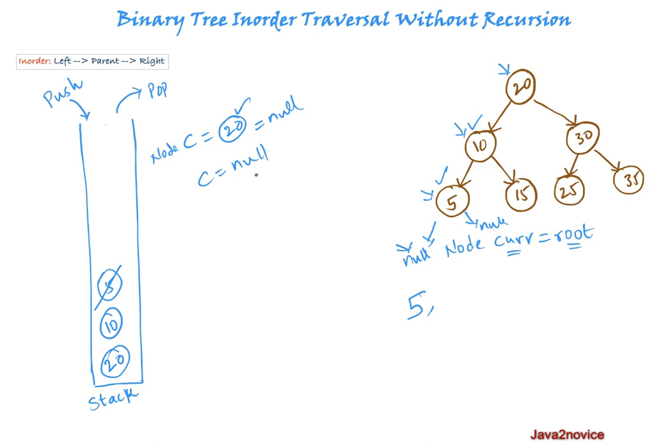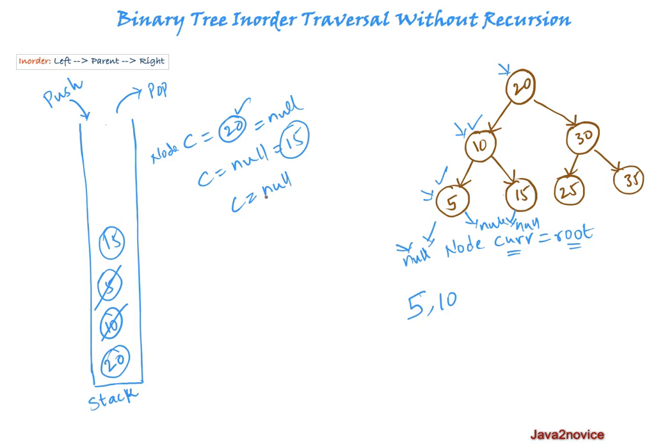So since it is null, again we need to pop out one more node from the stack. We'll pop out 10, print the value and assign its right reference to current, which is the node with value 15. Now perform the same operation, traverse through its left children until it reaches null. So as part of this, we'll move 15 to the stack and assign its left child, which is null.